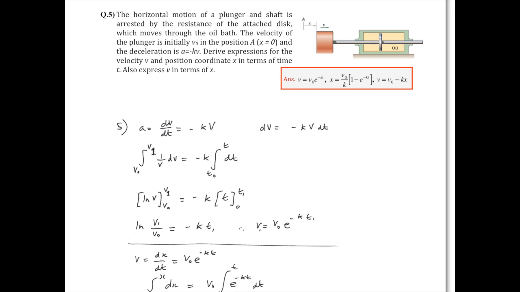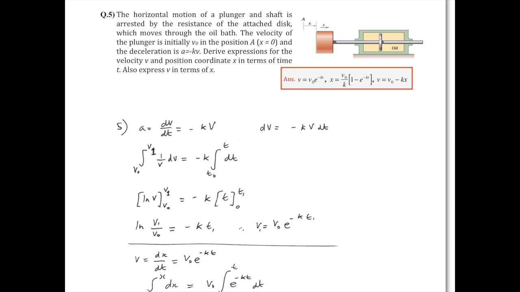In this question, we're told that the motion of a plunger is arrested by the resistance of a disc which moves through an oil bath. So you have a plunger which has a disc inside a closed container which is full of oil, and of course this disc creates a drag force as it's pushed through, and this has an effect on any velocity or any motion that the plunger is experiencing.